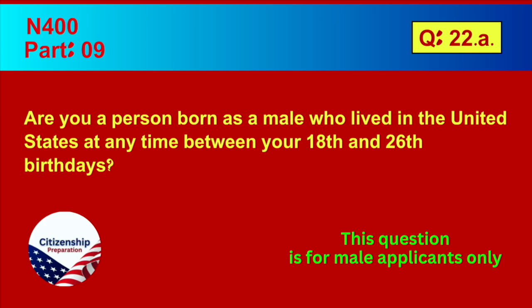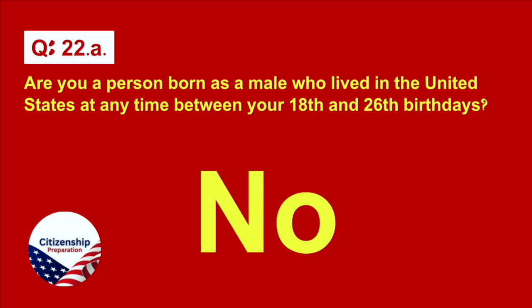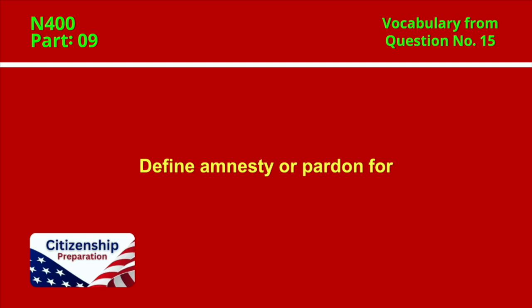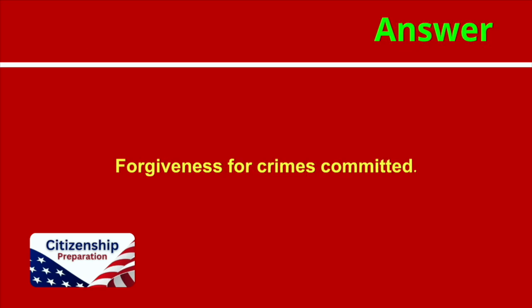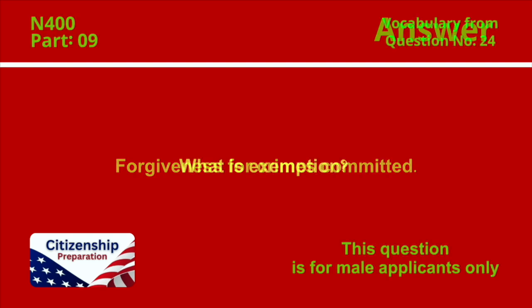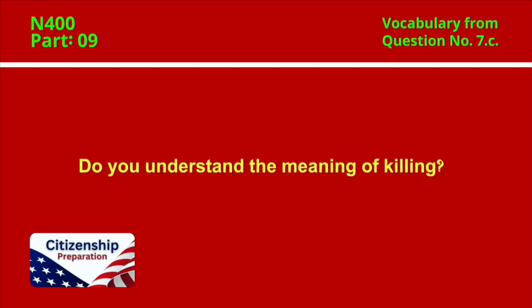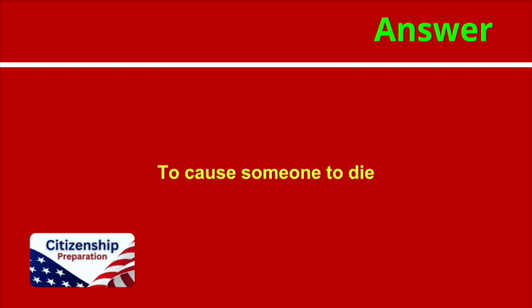Are you a person, born as a male, who lived in the United States at any time between your 18th and 26th birthdays? No. Define amnesty or pardon for. Forgiveness for crimes committed. What is exemption? Special permission for not doing something. Do you understand the meaning of killing? To cause someone to die.